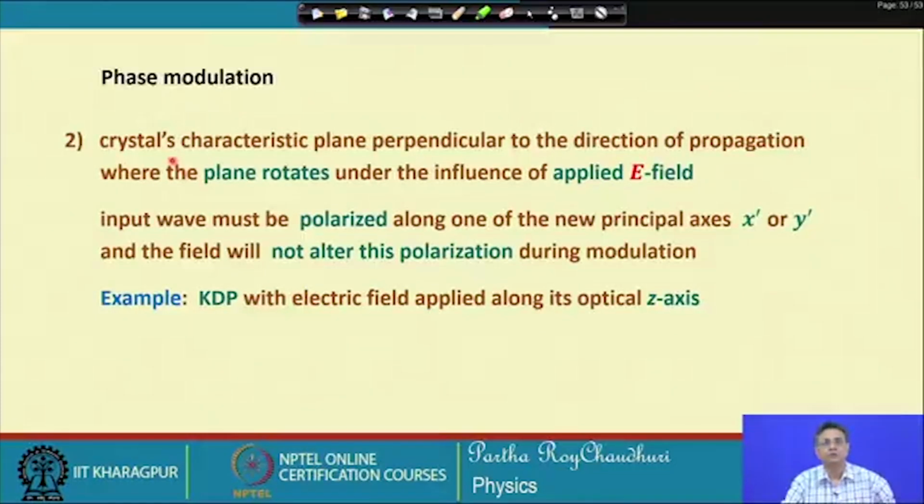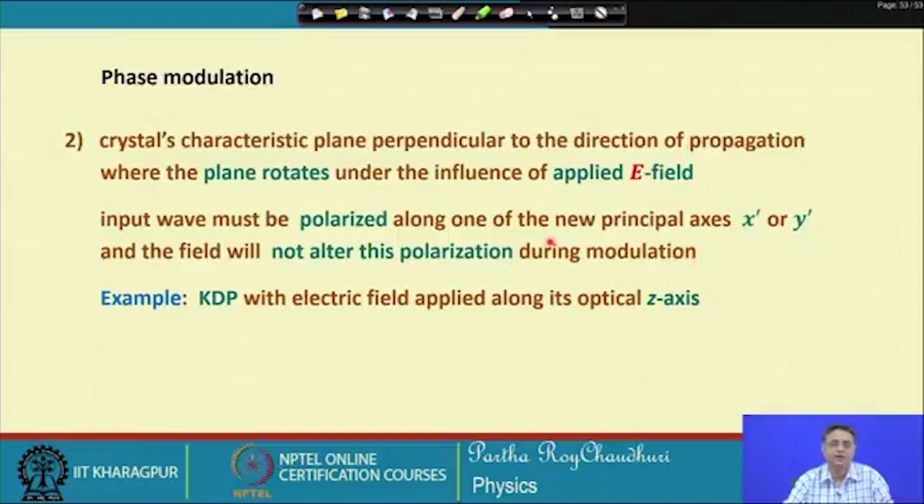Okay. So, the second way is that the crystal's characteristic plane, perpendicular to the direction of propagation, rotates under the influence of the applied field. In the case when the plane rotates, the input wave must be polarized along one of the new principal axes. That is, after the rotation of the index ellipsoid, the input polarization has to be along x dash or y dash, the new principal axis system. In that case, the field will not alter this polarization during the modulation.